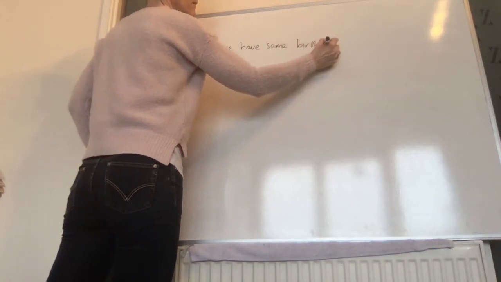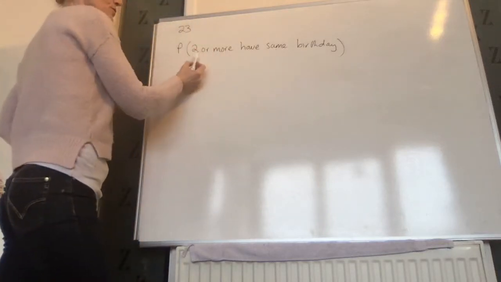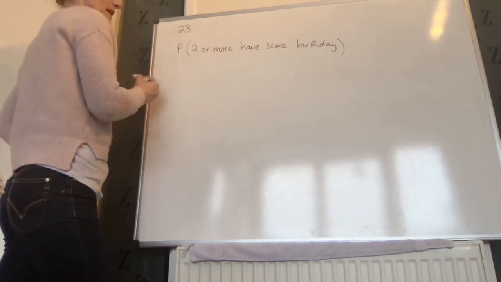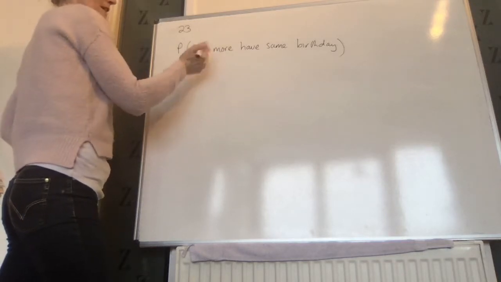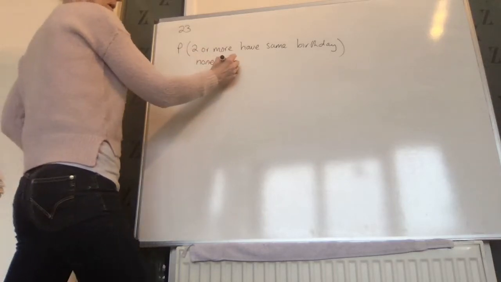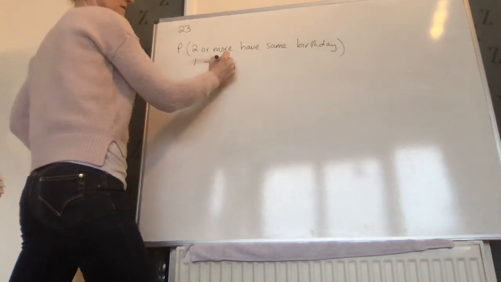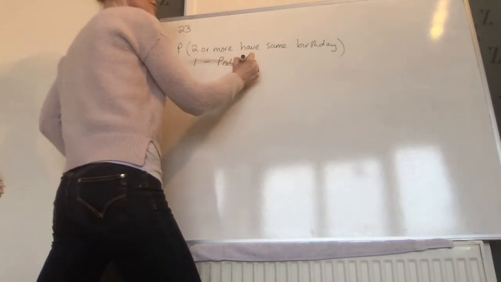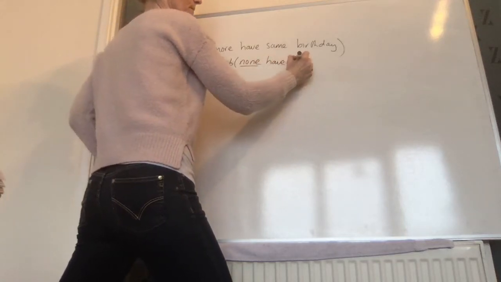Now, that could get very complicated very quickly unless you think about it like this. 2 or more having the same birthday is the same as saying 1, which you can't really have, so none of them. If we take 1 minus the probability that none have the same birthday.